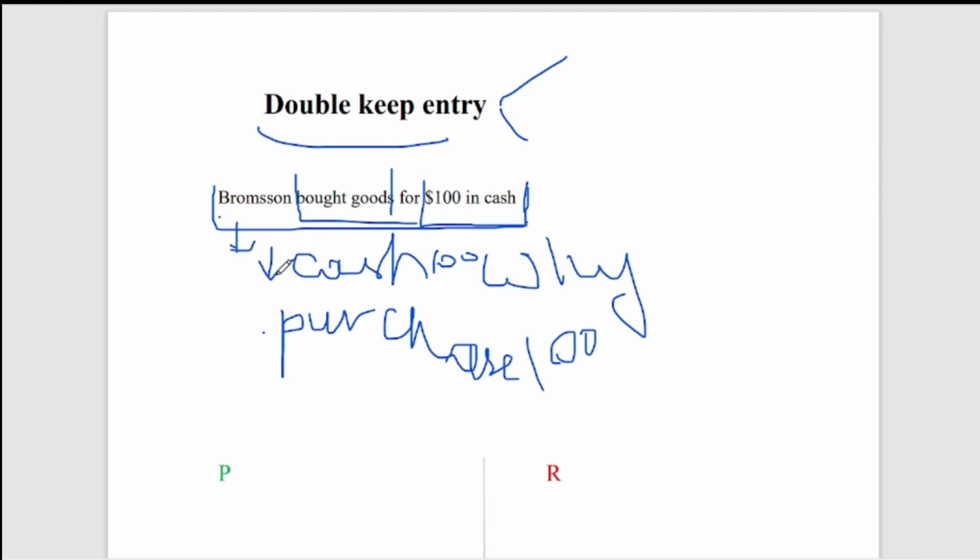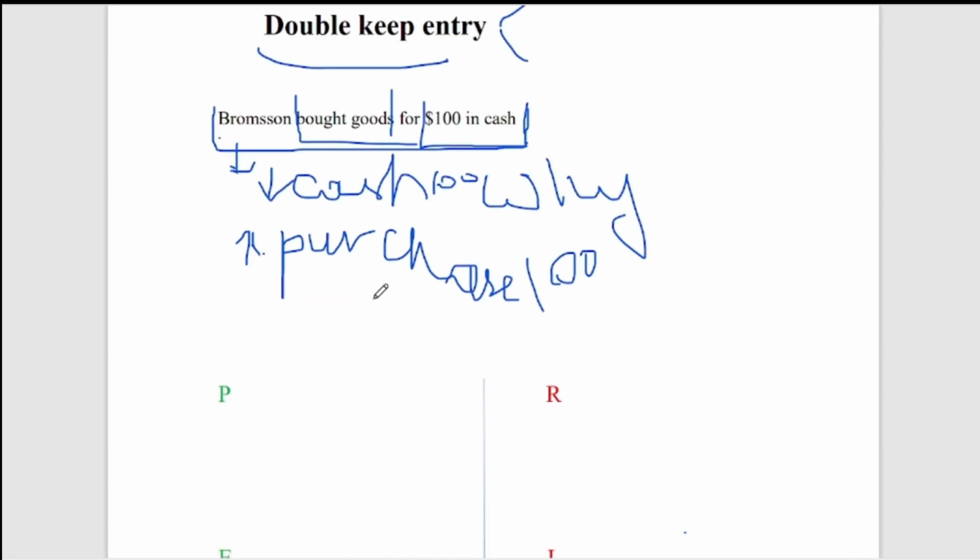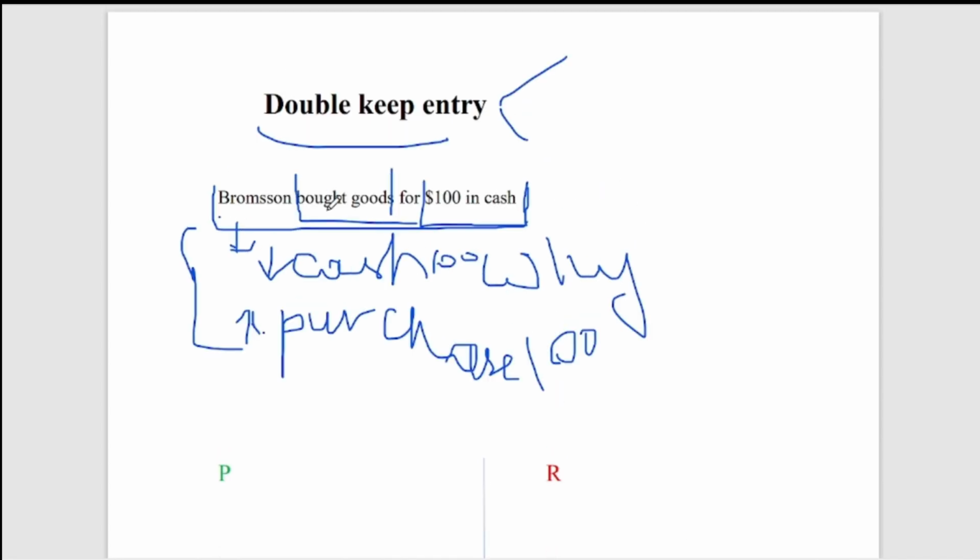Well, Bromson's cash has decreased by $100 and his purchase has increased by $100, because he has one more purchase. It means that his purchase has increased. I showed the decrease in cash and increase in purchase just with this sign.